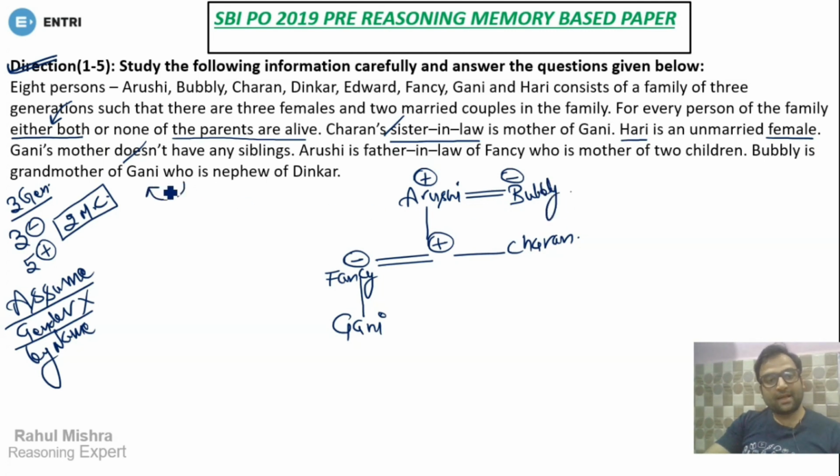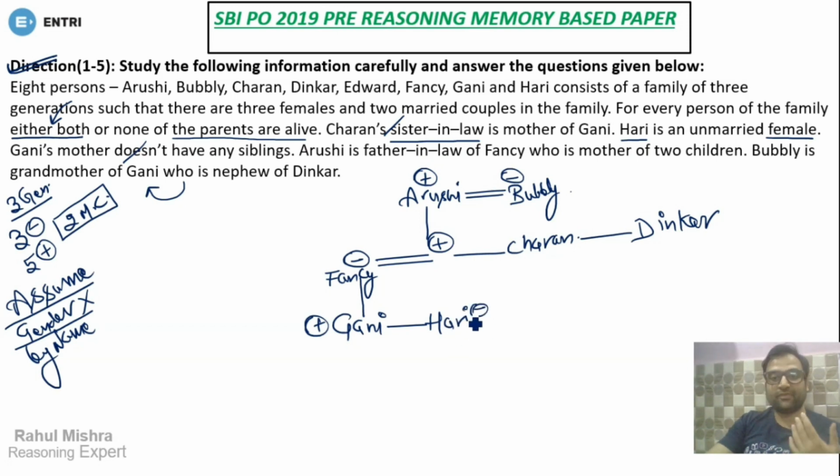Gani is the nephew of Dinkar. So how is it possible to make Gani a nephew of Dinkar? Dinkar will be a sibling of Charan and this person. Okay, and Gani is a nephew, and one person is left, that is Hari. Hari is an unmarried female. So Hari will become the sibling of Gani. Why? Because Fancy is a mother of two children. So Hari will become female.